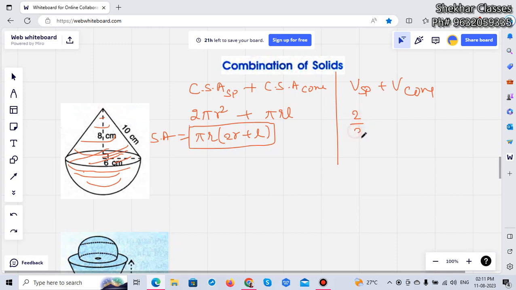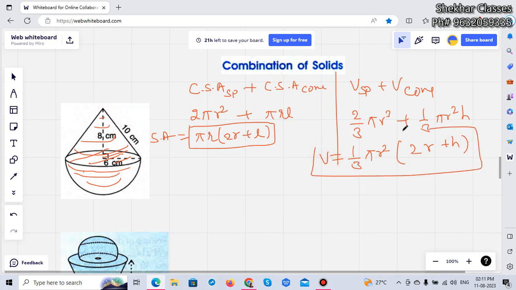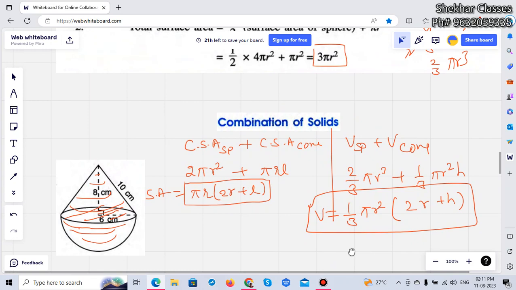Radius is the same for both of them. So pi r cube. Cone, what is that? 1/3 of pi r square h. What is common in them? 1/3 pi and r square. What is left? 2r plus h. So this is the volume of the total system, the combined part. You have to first reduce the formula to this minimum, then you substitute the value. This is how you will be able to solve the question in minimum time. Otherwise it will take a lot of time.